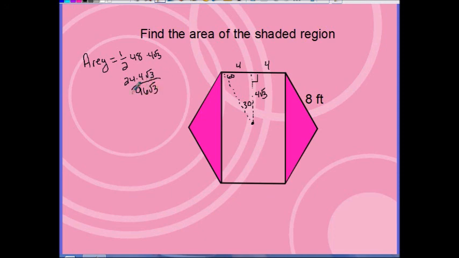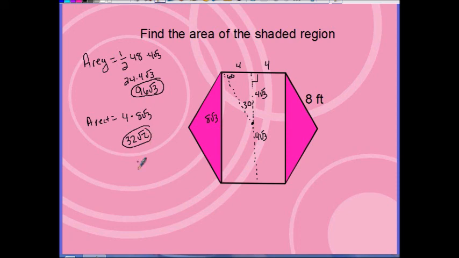Now, the area of my rectangle. Area of my rectangle is base times height. My base is going to be 4. My height is the distance between the bases. Well, that's actually just going to form 2 apothems for me. 4 root 3 and 4 root 3. So the height is going to give me 8 root 3. 4 times 8 root 3 is 32 root 3.